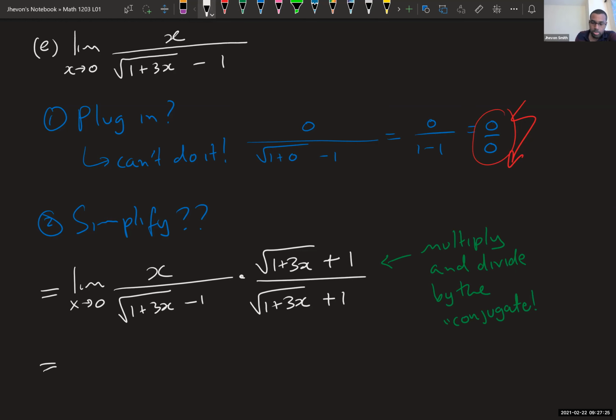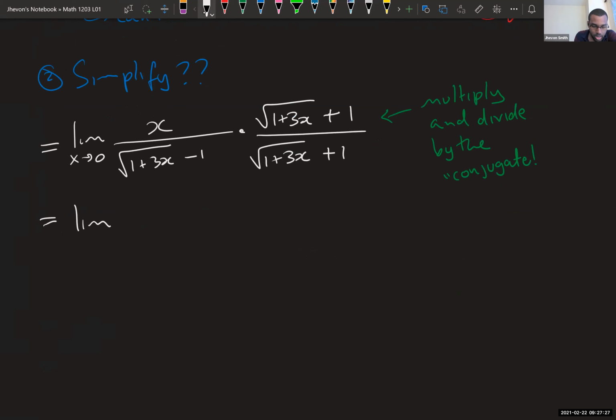Okay, so now when I multiply by and divide by the conjugate, what happens to the denominator? What does it become?